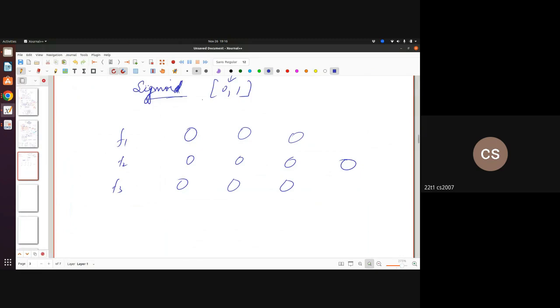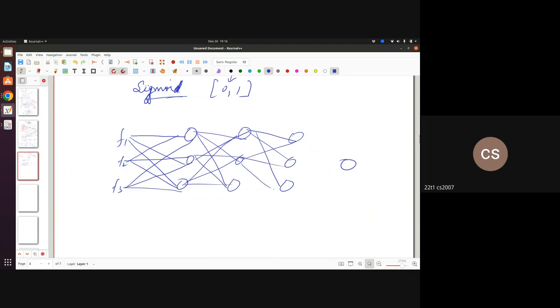Now, how would these things be connected? This F1 will be connected to each of the 3 neurons, and so on. Again, here will be another fully connected layer, and again, here will be another one. So the question is, how many parameters need to be computed? Would anybody like to answer that? Any ideas?